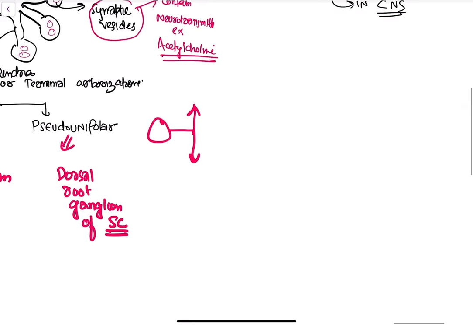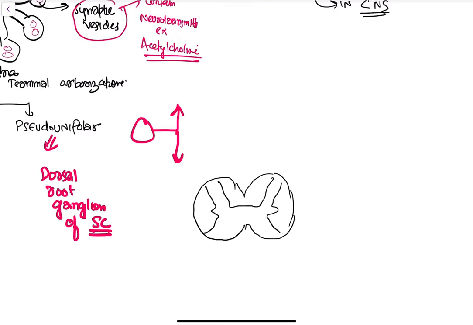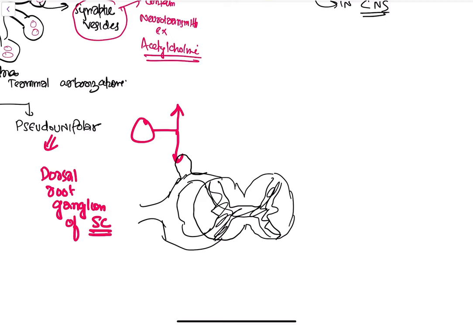This is a cross section of our spinal cord. Spinal cord has inner gray matter, this S-shaped gray matter, and from this S-shaped gray matter, two horns, ventral horn and dorsal horn, arise. Associated with this dorsal horn, there is a ganglion, an accumulation of cells, and that accumulation of cells contains these pseudo-unipolar neurons, which have two processes like this.